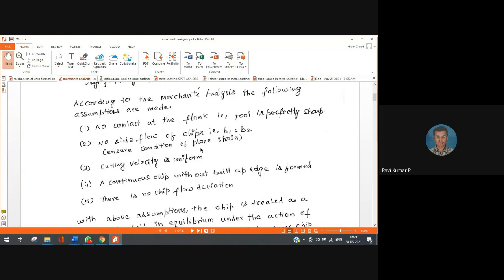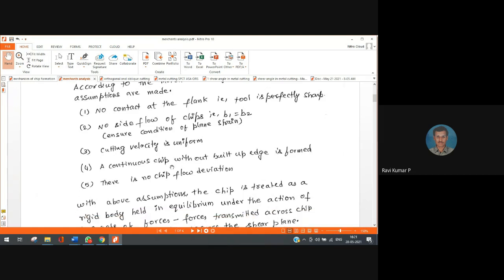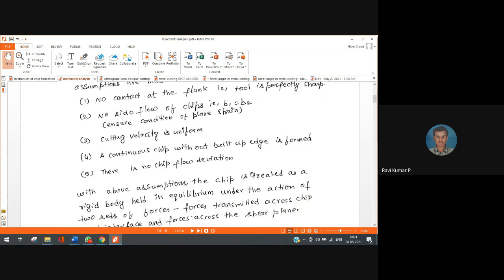You may not understand this right now. There is a condition known as plane strain. Plane strain and plane stress, two conditions, right? Where I may observe strain taking place only in one plane. So you may observe this in some of the higher studies, right? Cutting velocity is uniform. Continuous chip without built-up edge formation. There is no chip flow deviation. Okay.